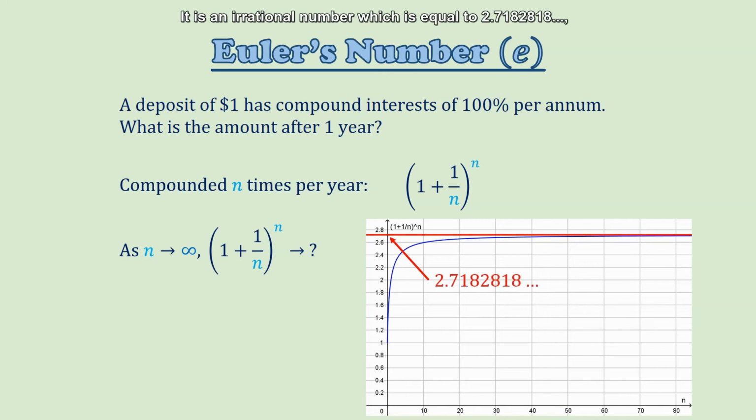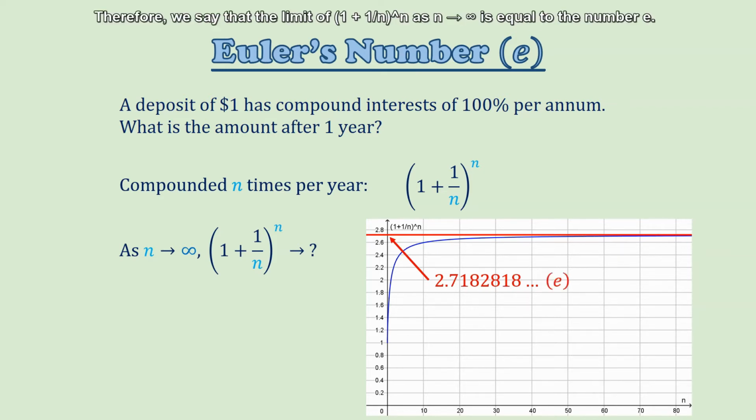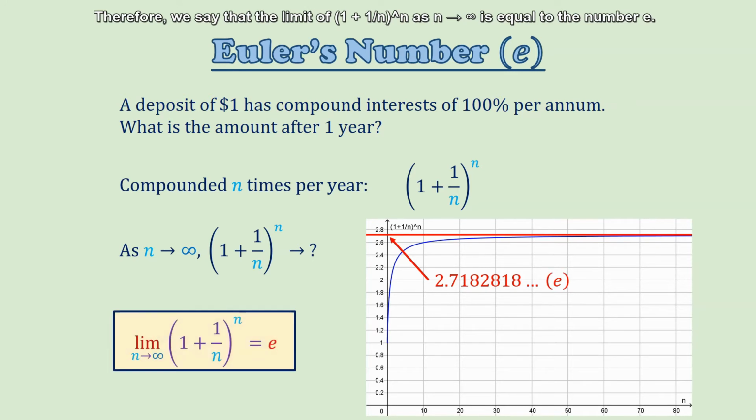It is an irrational number which is equal to 2.7182818 something, and it is denoted by e in mathematics. Therefore, we say that the limit of (1 + 1/n)^n as n approaches infinity is equal to the number e.